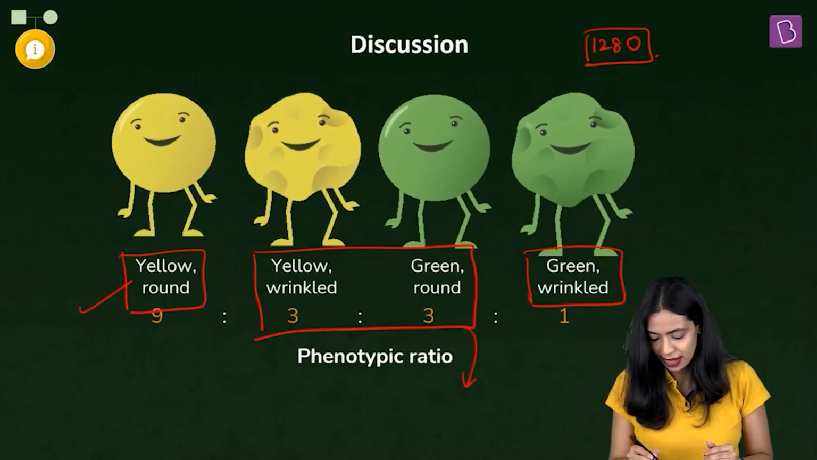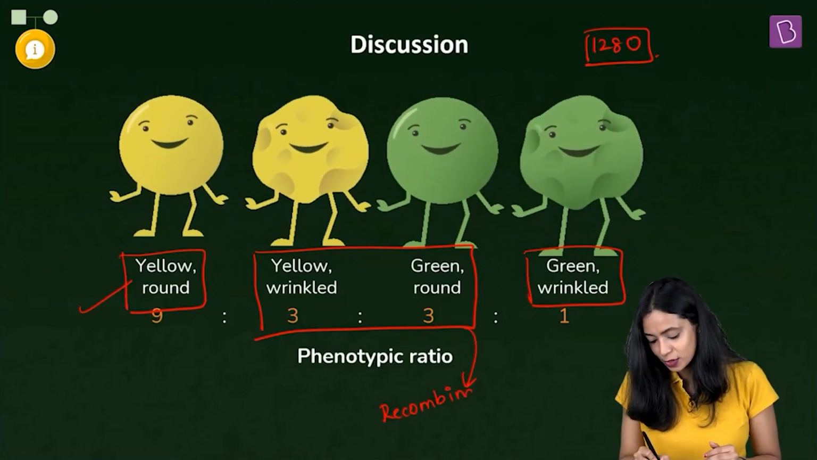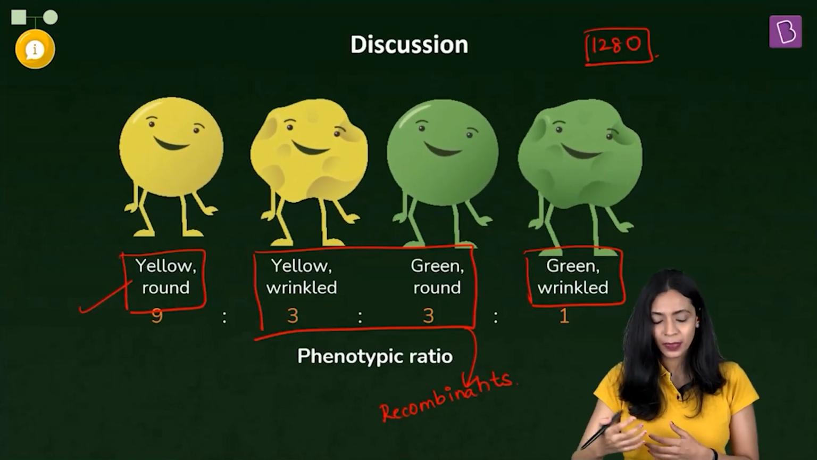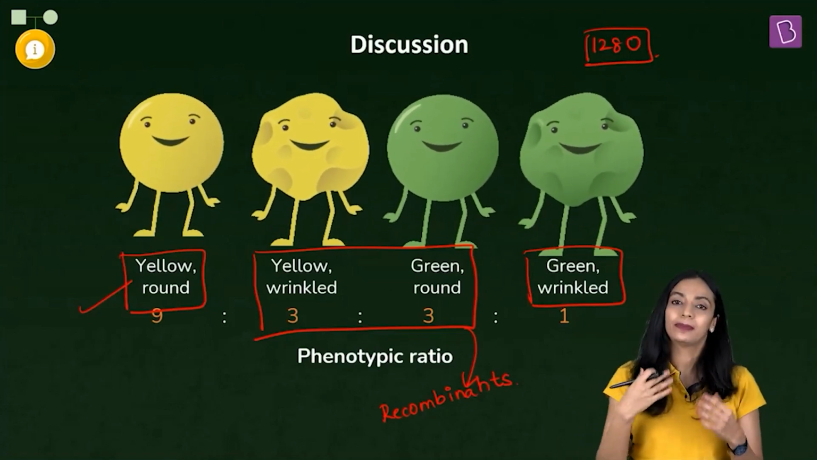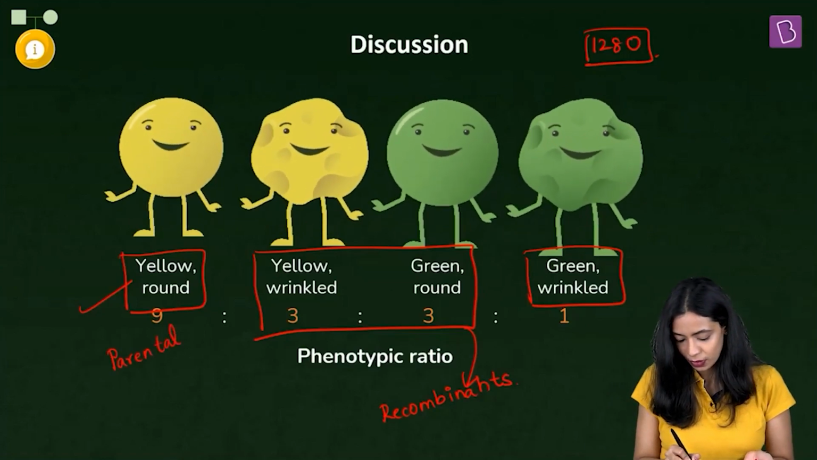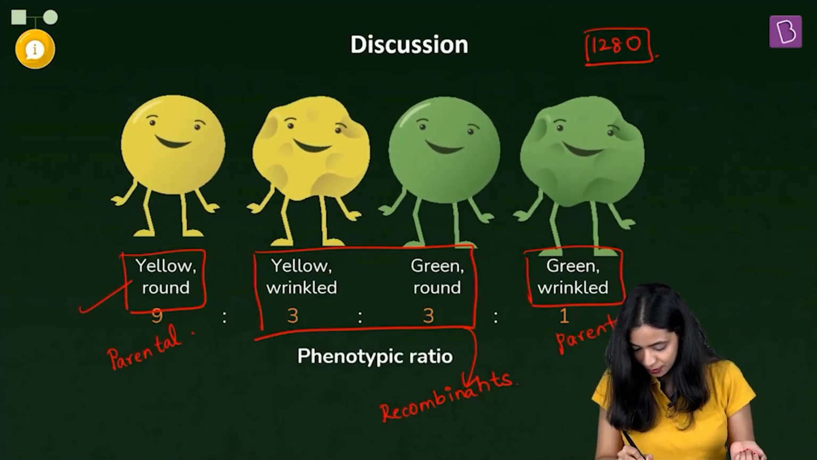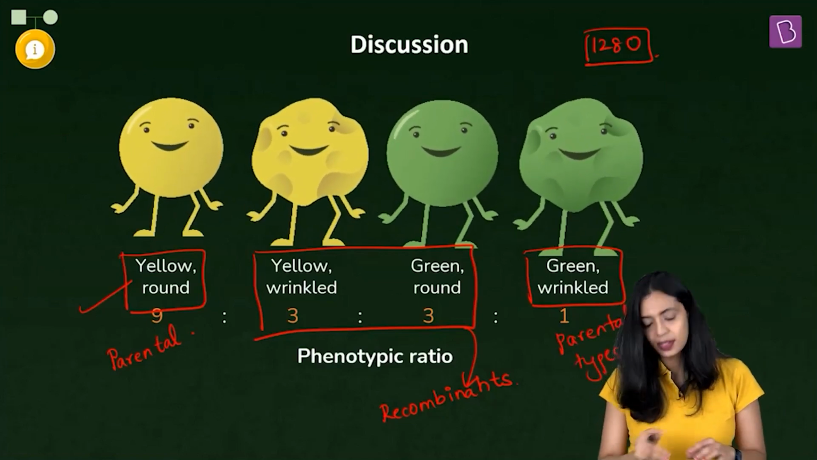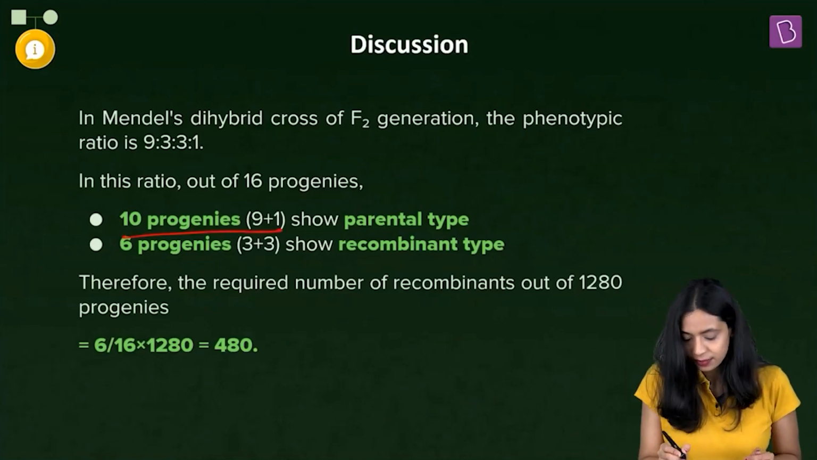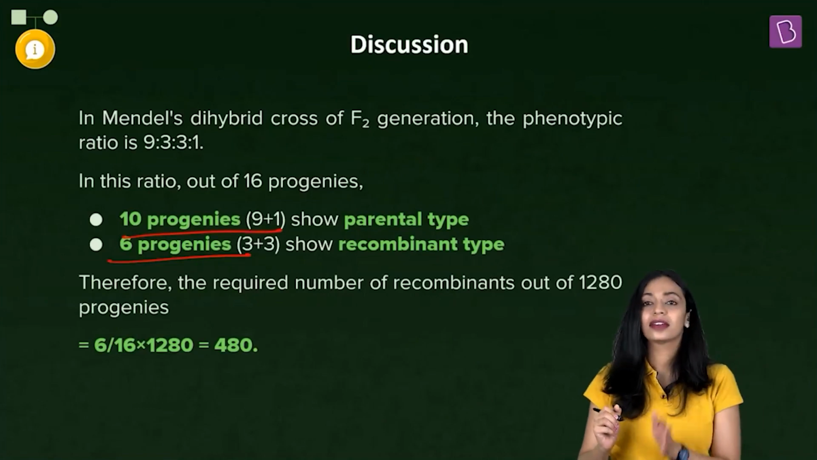Which is why this is referred to as the recombinants. That means it has a combination of alleles that is not found in its parents. And whatever is found in the parents, these are known as parental types. Okay, so among the 16 here, we have 10 parental types and 6 that are recombinants.